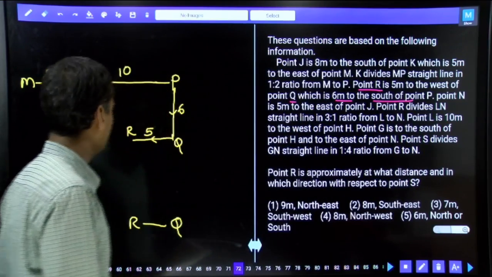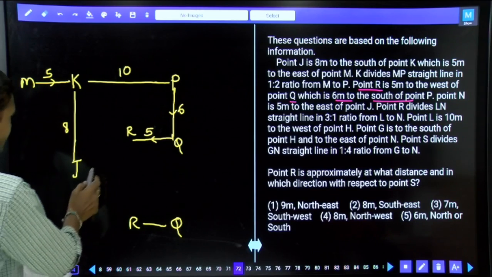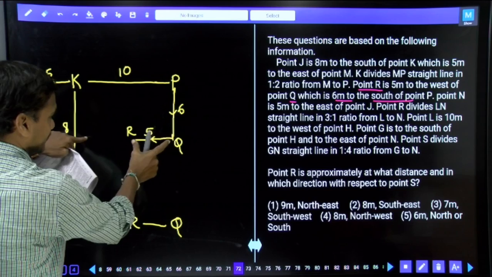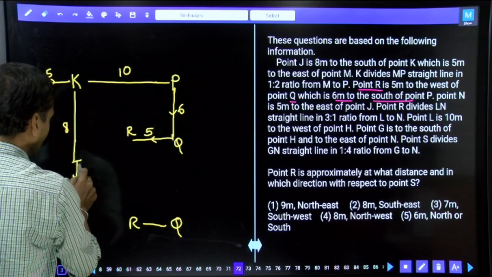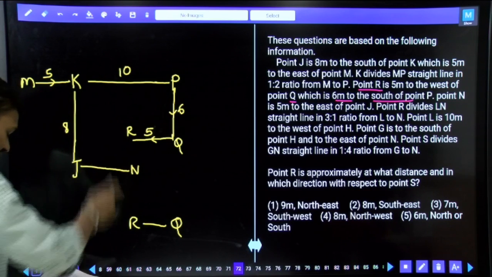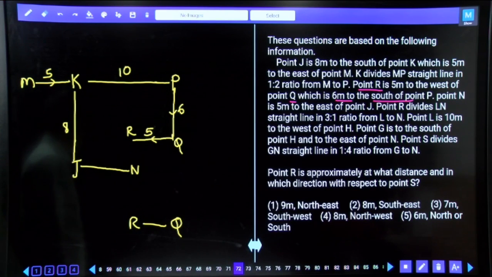N is 5 meters to the east of J. The total length is 10 meters. Out of this, from here to here, it is 5. The left arm will be 5. Hence, N is 5 meters. Hence, R and N must be in the vertical straight line. Are you following this one or not?